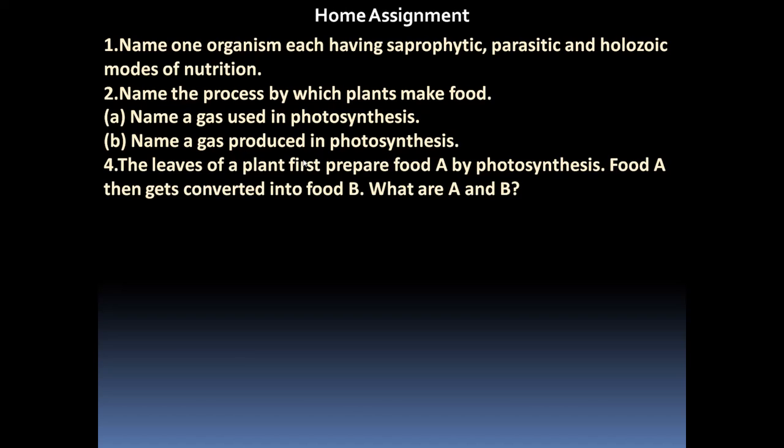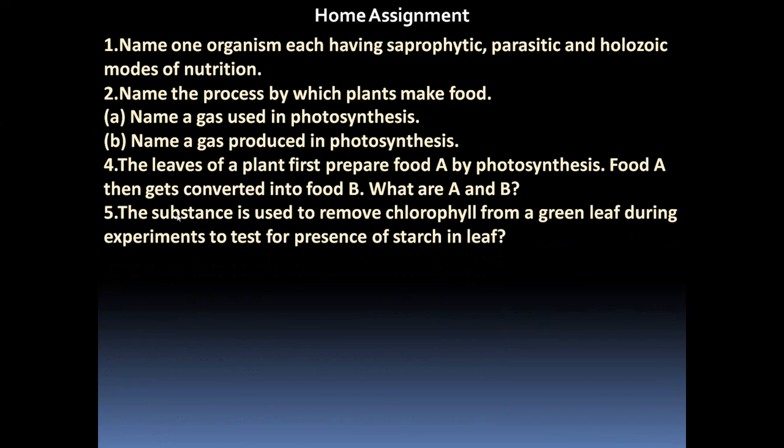Next question: The leaves of a plant first prepare food A by photosynthesis. Food A gets converted into food B. What are A and B? Name the substance used to remove chlorophyll from a green leaf during experiments to test for the presence of starch in a leaf.